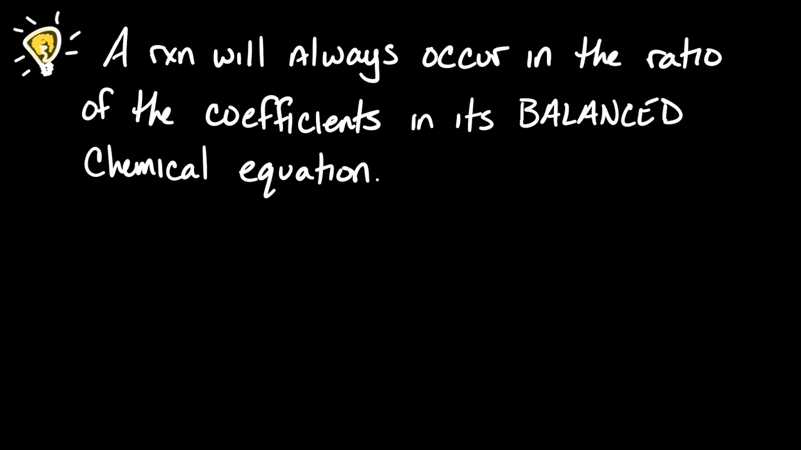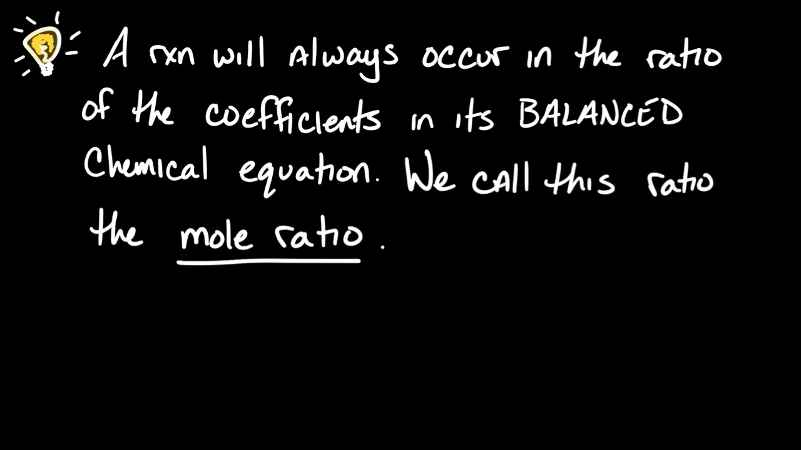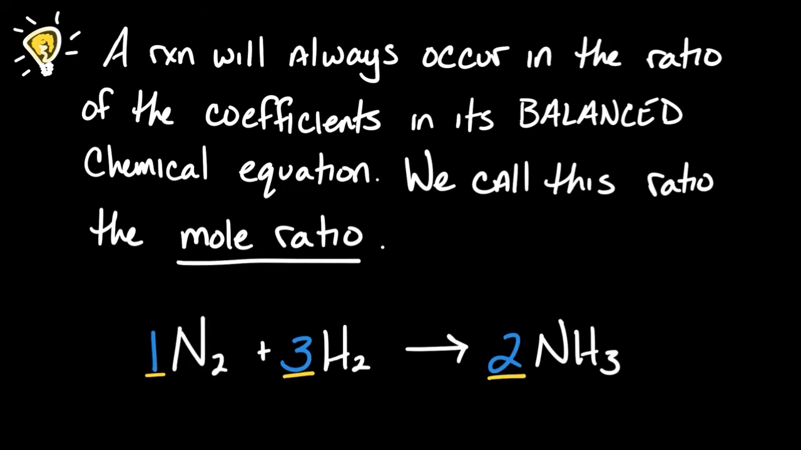Now that ratio isn't a coincidence. A reaction will always occur in the ratio of the coefficients in its balanced chemical equation. We call that ratio the mole ratio because we can use it to relate mole quantities of those chemical substances in an equation. So for this particular reaction, the ratio is always 1 to 3 to 2. And this reaction has never happened not in a 1 to 3 to 2 ratio.